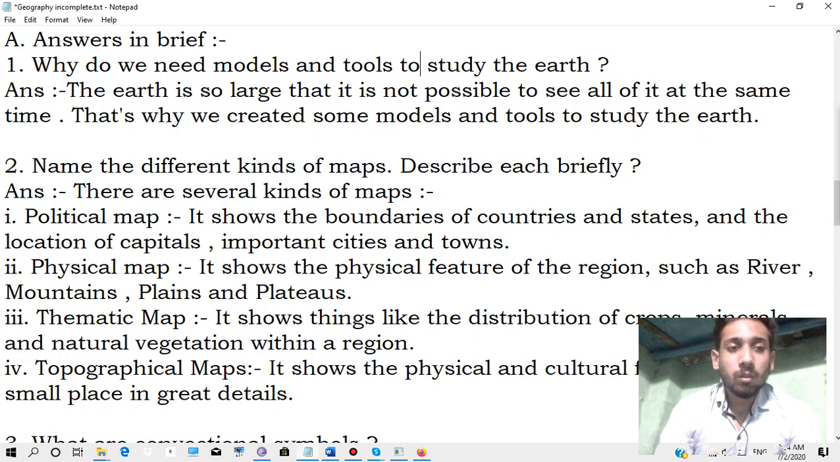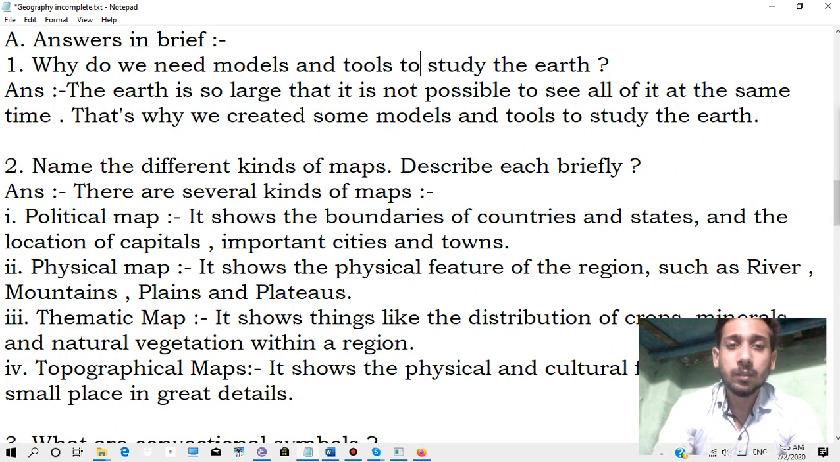After that, the second is the physical map. It shows the physical features of a region such as rivers, mountains, plains and plateaus. As the name says, it will only tell you the physical features: what kind of rivers flow from which place to where, how many mountains are there, which places have the most mountains and which have the least, and every kind of detail is given by the physical map.